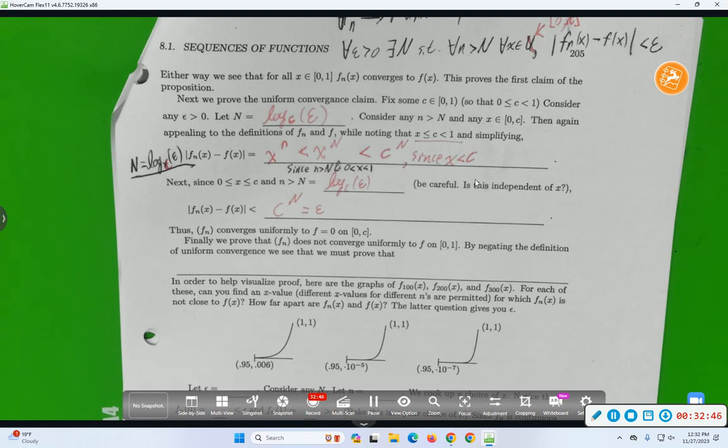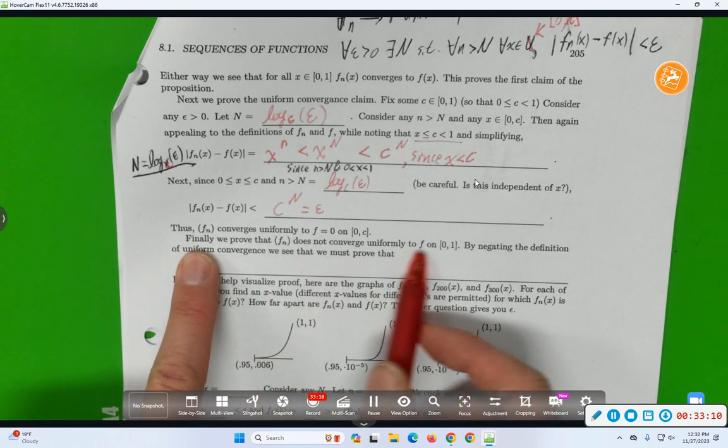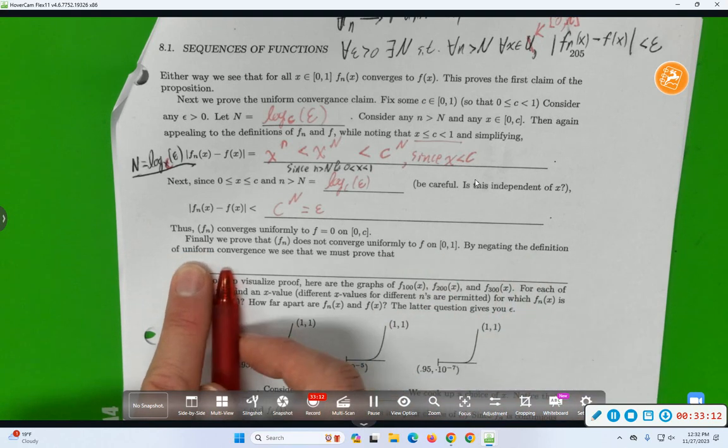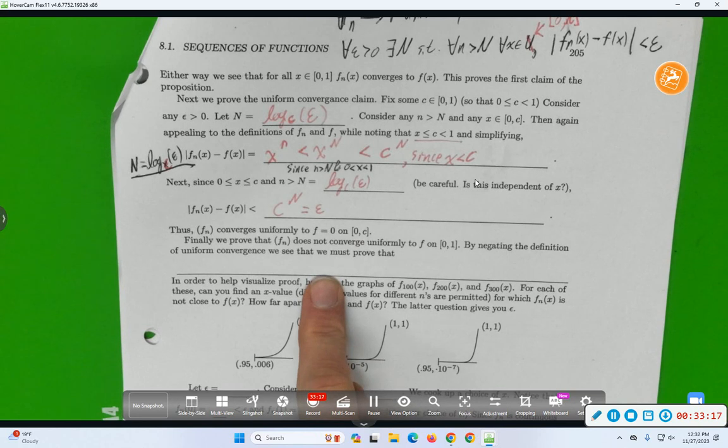Maybe let's do one last thing. In order to really understand what uniform convergence means, let's prove that this sequence of functions does not converge uniformly on the whole interval. And to do that, I think we should write down what we need to prove. So, finally, we prove that f sub n does not converge uniformly to f on [0, 1]. By negating the definition of uniform convergence, let's see what we have to prove.